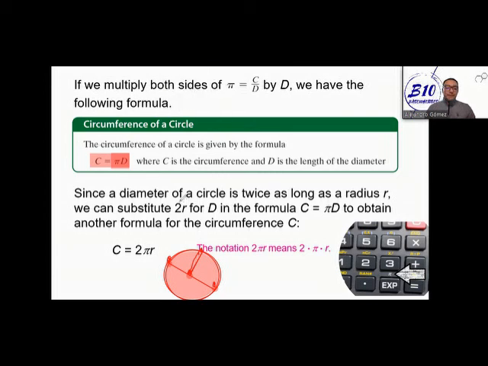It is much more common to have the radius times 2 than the diameter itself, right? So the circumference, if you want to get it, is pi times the diameter. And what is pi? Pi is this.